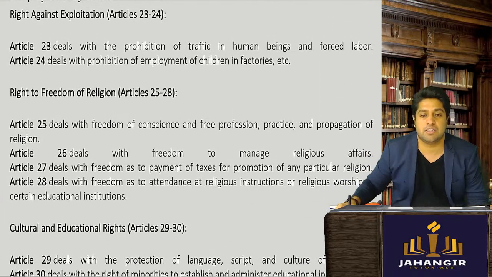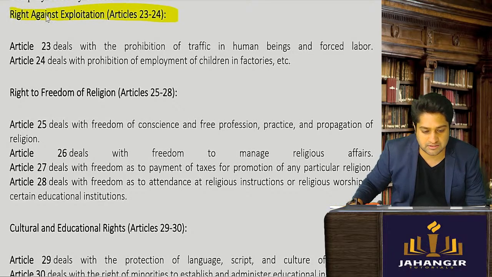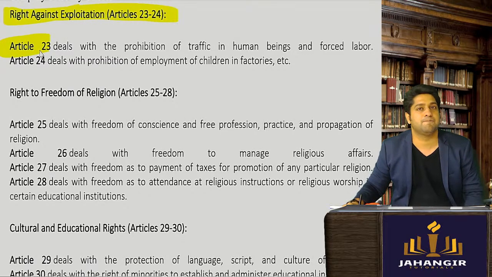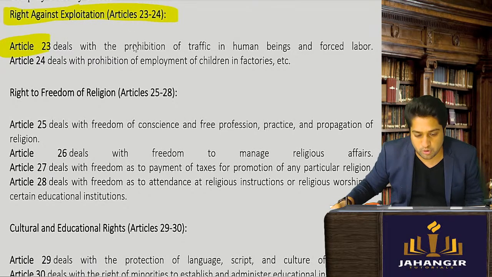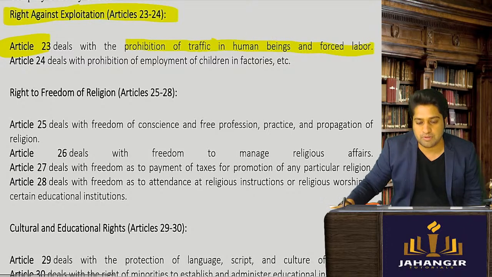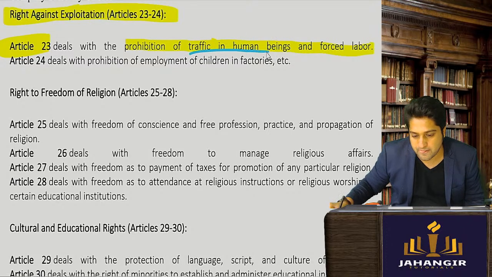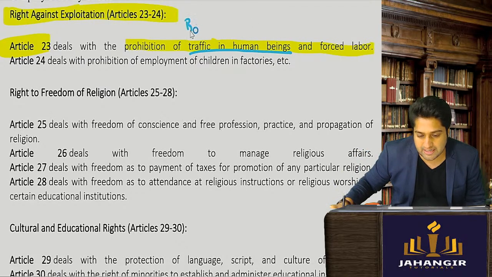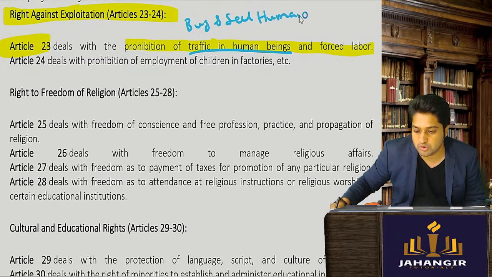Then coming to Article 23 and 24, right against exploitation. Article 23 talks about prohibition of traffic in human beings and forced labor. Very simple. What do you mean by human trafficking? It means to buy and sell human beings, like you buy and sell goods.